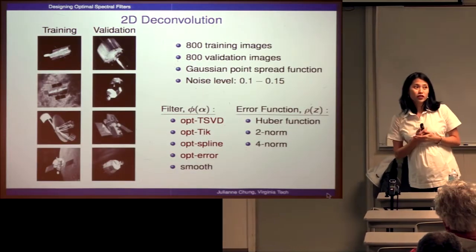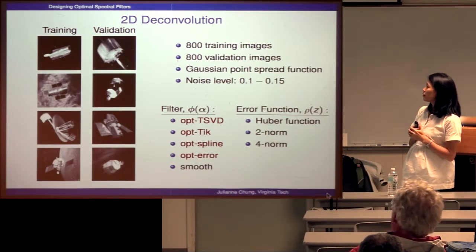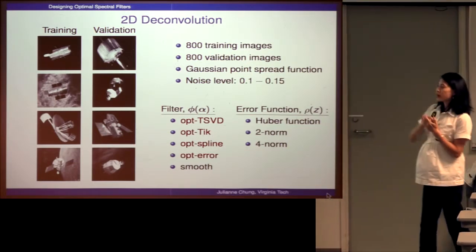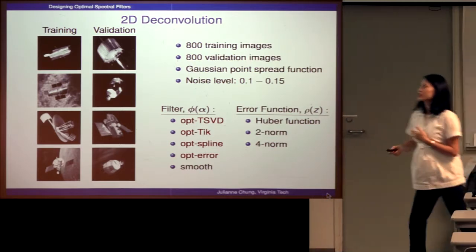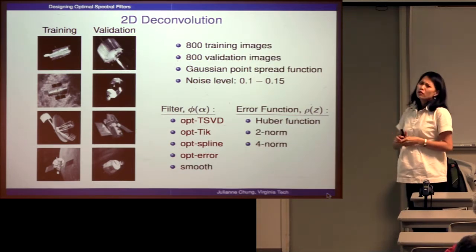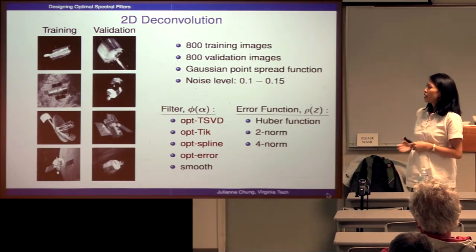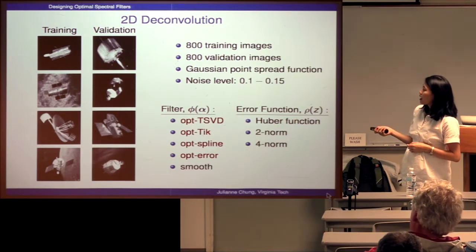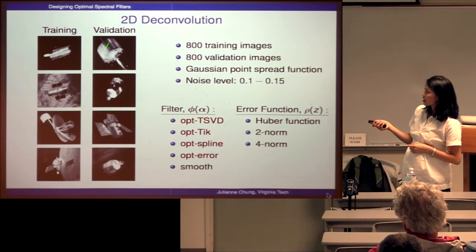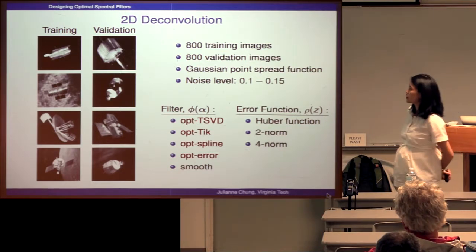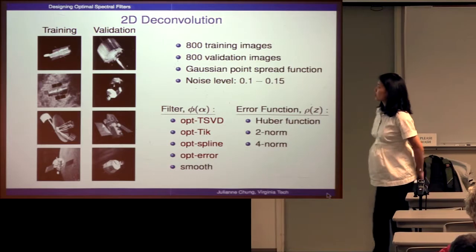Okay, so now I want to show you the 2D case. This one is actually very enlightening because a lot of features come through. So what we did is we took a bunch of satellite images from NASA's website. We took 800 training images, and these are some examples of the training images, and we did random rotations, translations, and other manipulations of these images to get 800 of them. And then we took 800 different satellite images and did the random rotations, translations, and that formed our validation set.